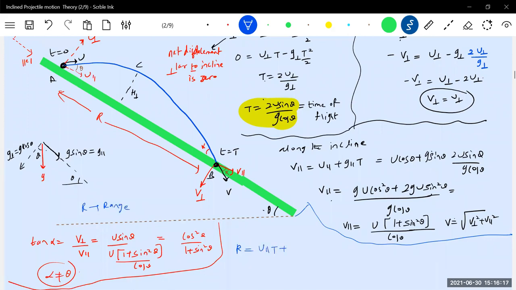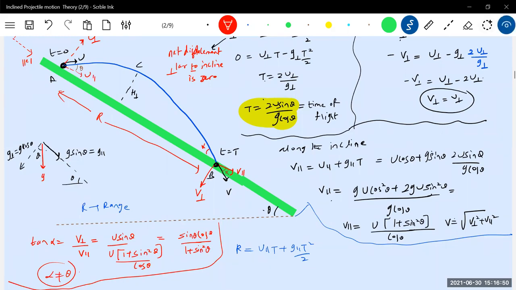U parallel. Sir, in the last one, have you got cos square theta by 1 plus sin square theta? It should be sin square theta by 1 plus. Sin theta cos theta, yes, sir, sin theta by 1 plus sin square theta. Okay, yes. I am also a human being, I should make mistakes. Okay, now fine.